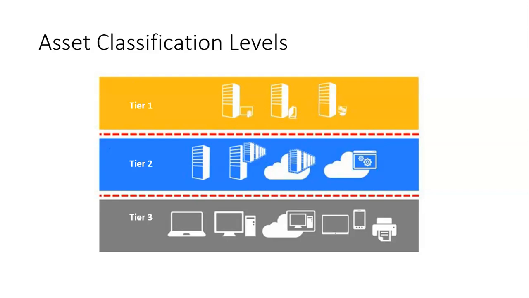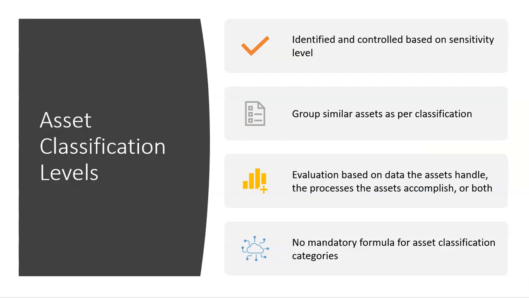The evaluation criteria for tier 1, tier 2, and tier 3 can include the types of data the assets handle, the processes the assets accomplish, or both. There is no mandatory formula or nomenclature for asset classification categories. Each organization will have to establish its own names and sensitivity levels. Like I have used tier 1 here. So in your organization, you can use some other name also for that particular purpose.